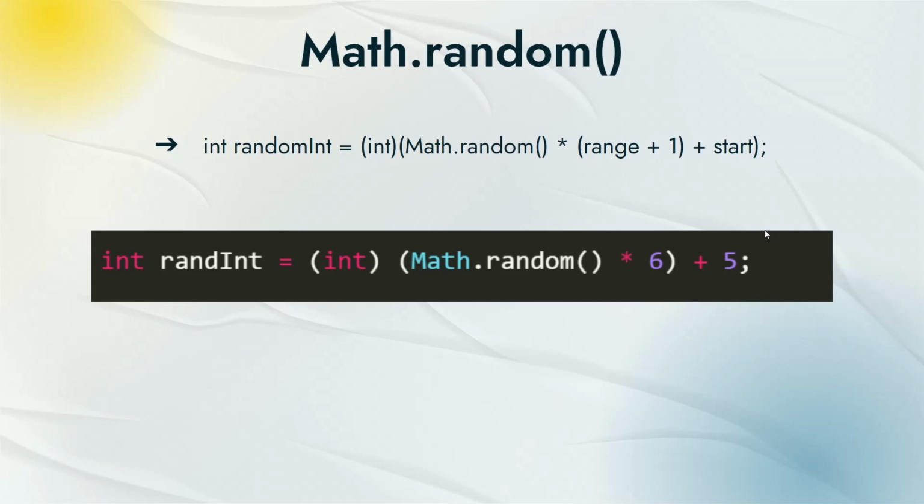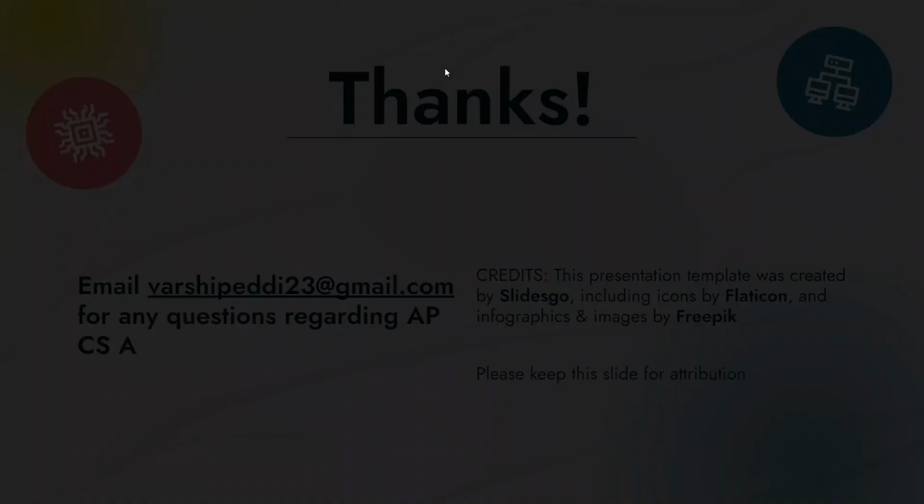But yeah, let's say you want to generate a random number between 5 to 10. 5 is the start, so this is the start, and then the range between 5 and 10 is 5 because 10 minus 5 is 5. However, it's range plus 1, so math.random times 6, range plus 1, plus 5, and cast it into an integer, would return a random number from 5 to 10. Thank you, and that's it.